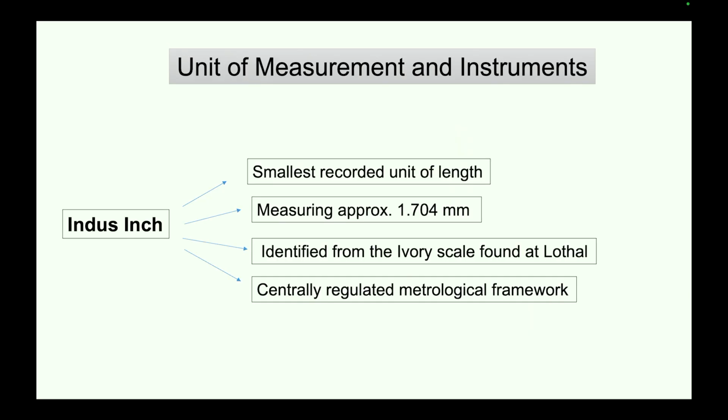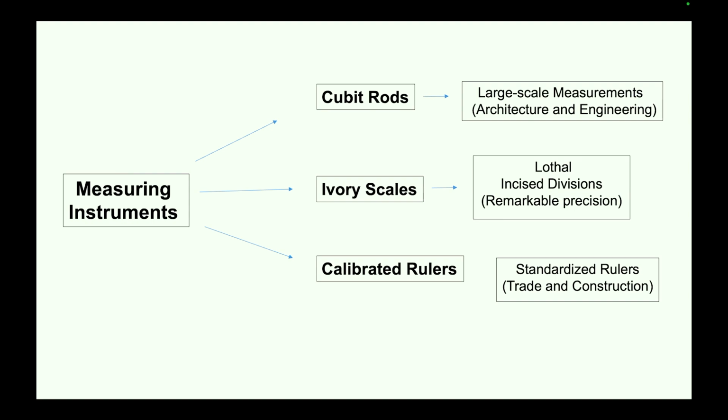Units of measurement and instruments. The Indus inch is the smallest recorded unit of length, measuring approximately 1.704 mm, identified from the ivory scale found at Lothal, and indicates a centrally regulated metrological framework. Measuring instruments, that is cubit rods, ivory scales, and calibrated rulers, are found from different sites and give information regarding the calculation pattern and mathematical knowledge of the Harappan civilization.